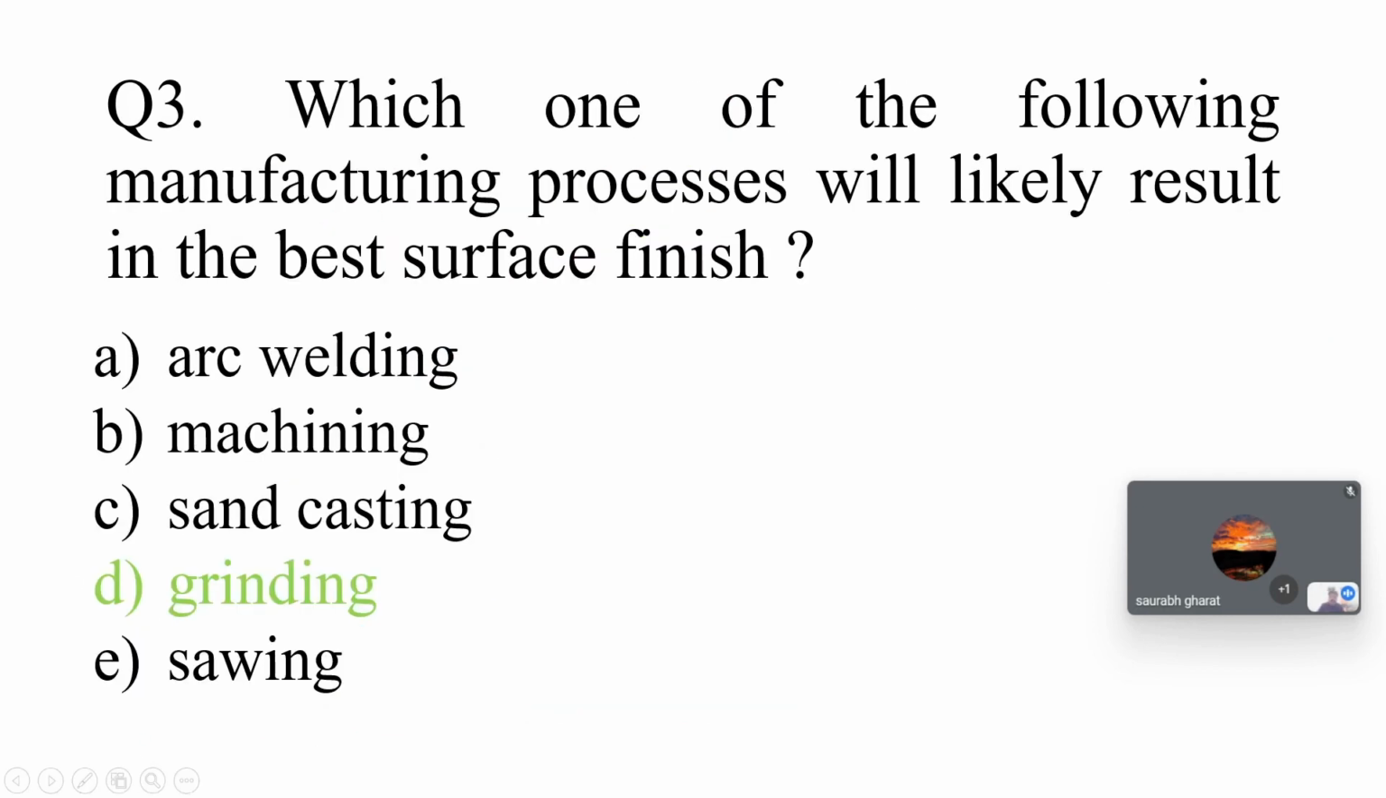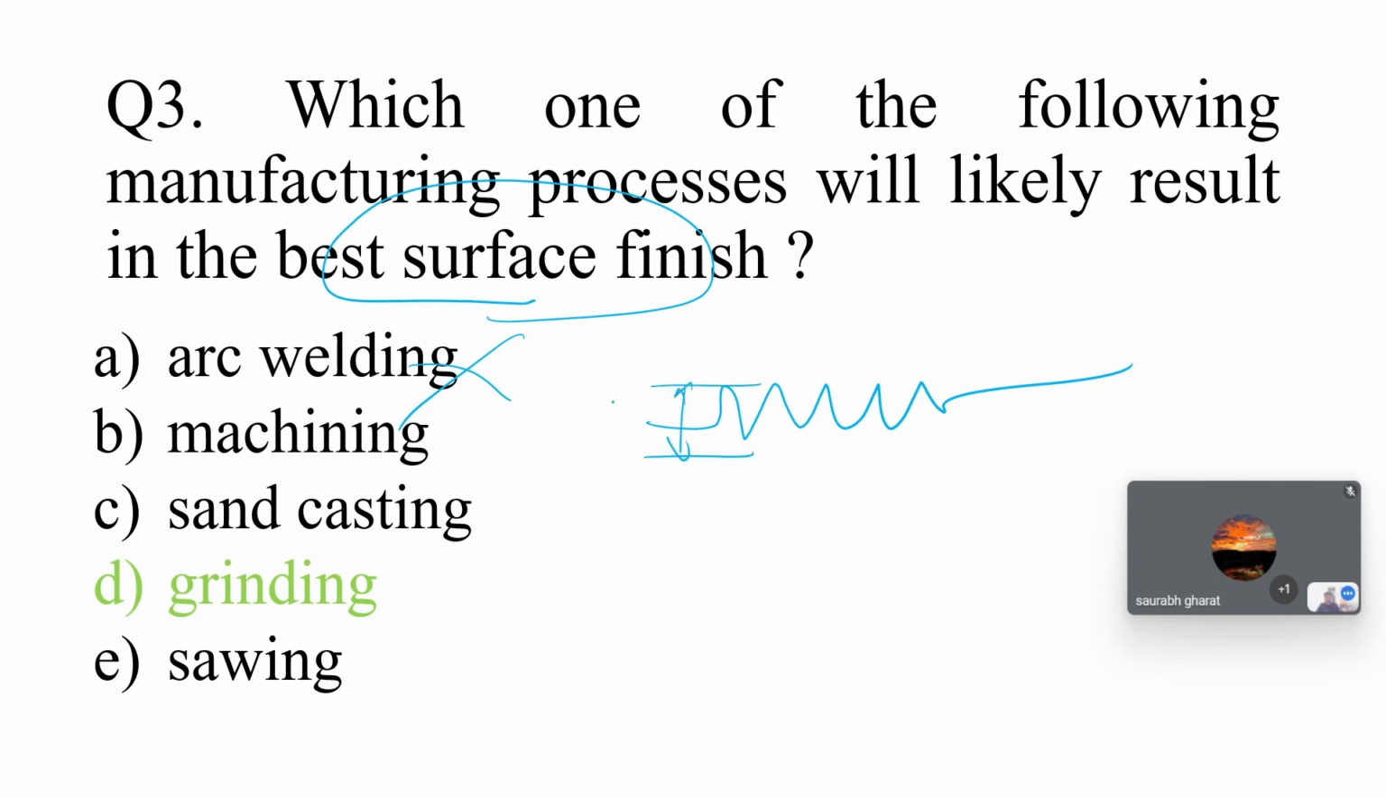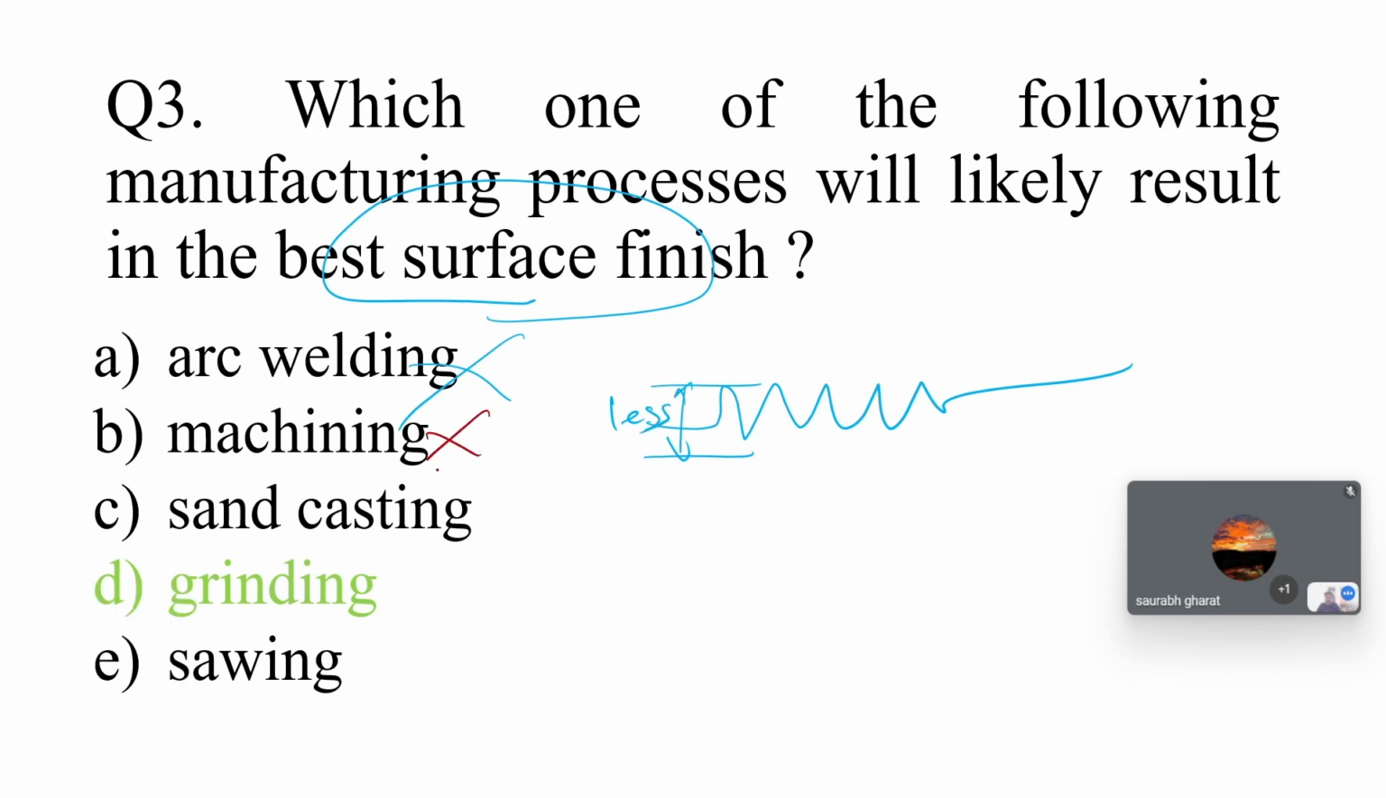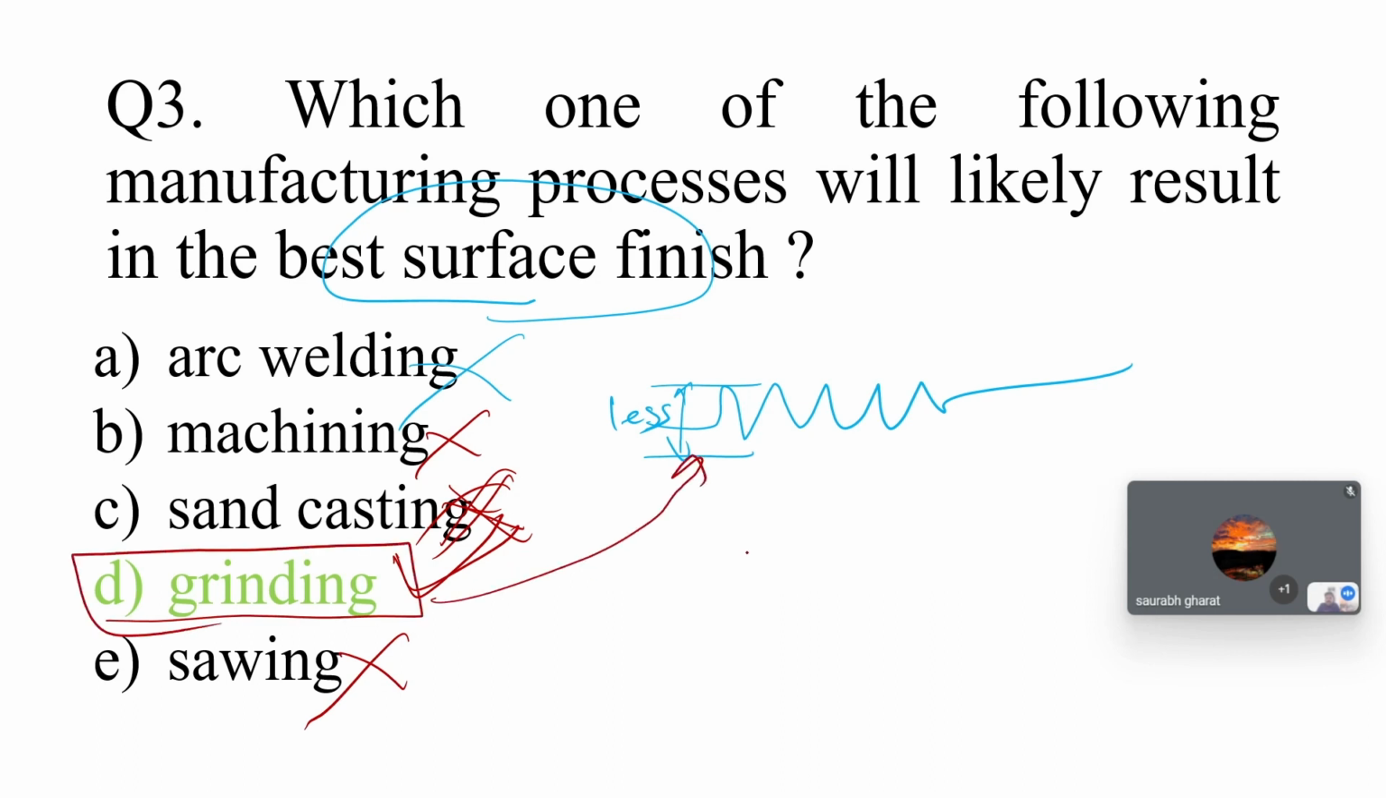Third question: which one of the following manufacturing processes is likely to result in the best surface finish? Arc welding does not give the highest surface finish. A highest surface finish means the peak to valley distance must be less. Machining will not give the best surface finish, and sand casting will give a big no here. Sawing also not. Only grinding gives a surface undulation that is very, very less.